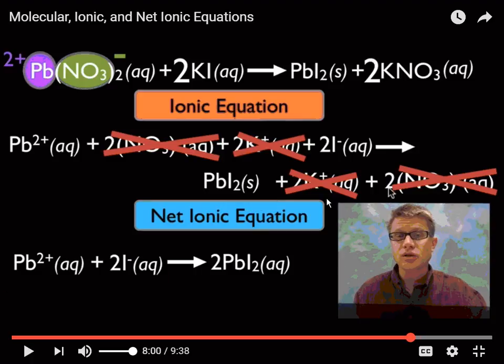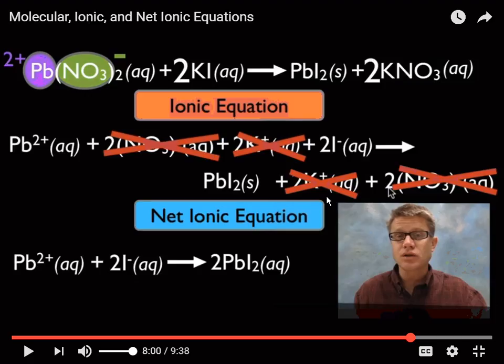Okay, so the last step is just rewriting the equation with only the parts that matter, which are the ions that are doing some action and causing some changes to occur. So this would be your final answer, with your lead 2 plus and 2 iodide ions making lead 2 iodide. But it does take some work to get there. So don't jump straight to the chase, because you'll make a mistake. And they do get a little bit more complex.